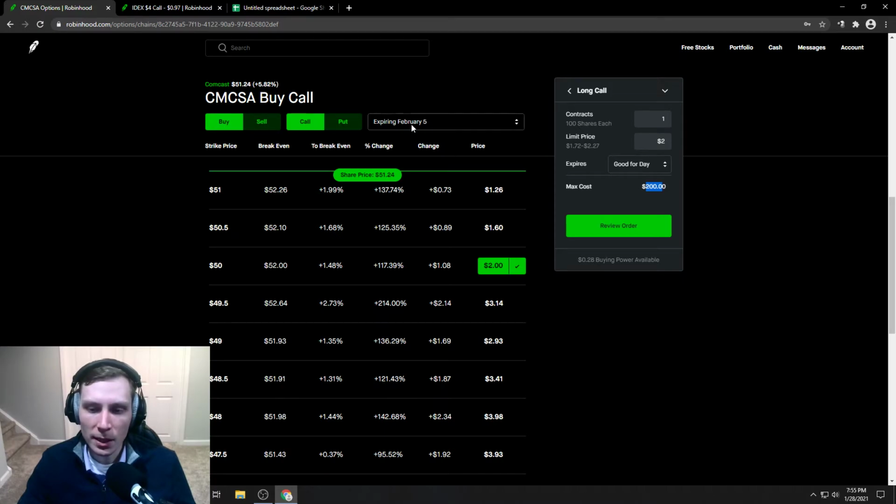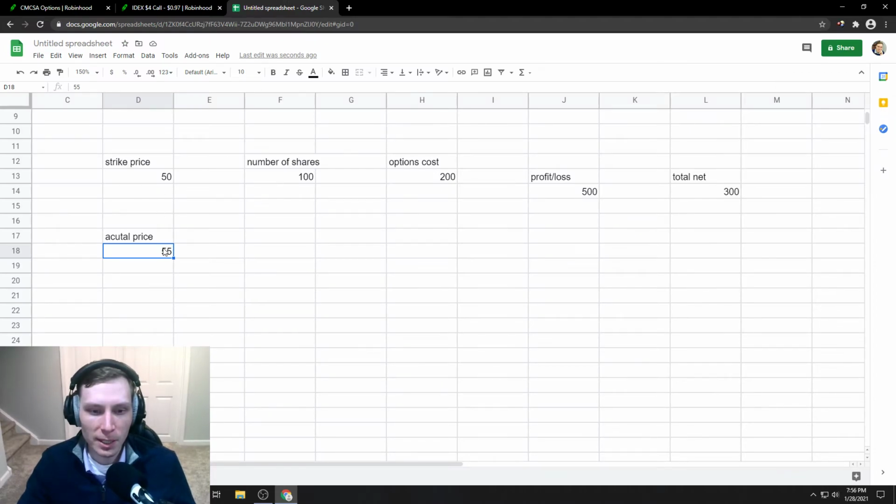So you have until the 5th to figure out if you want to sell it, what you want to do with it. But if it expires on the 5th and the actual price of Comcast goes up to $55, on 100 shares, you're up $500. But because you paid $200 for the contract, you'll lose that initial $200, so your total net would be $300. And you paid, again, $200, and that would be a return of 150%.